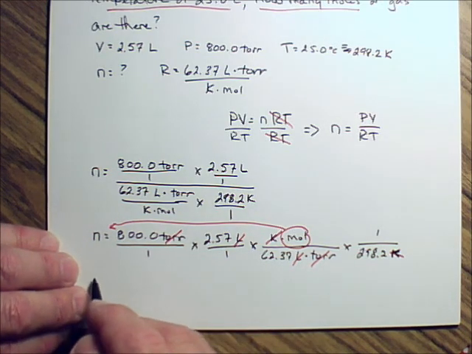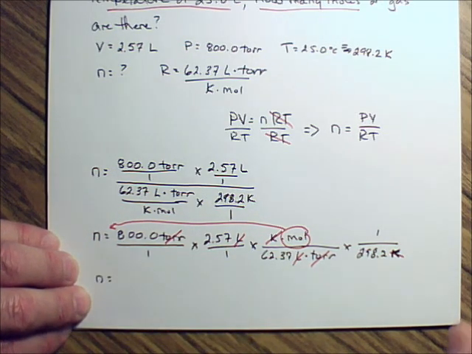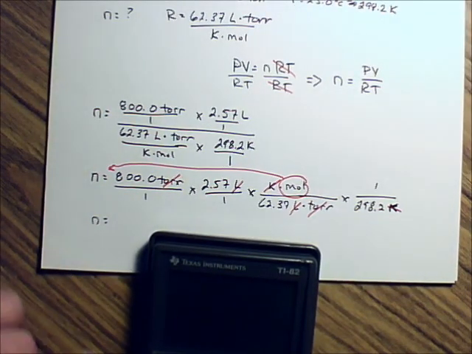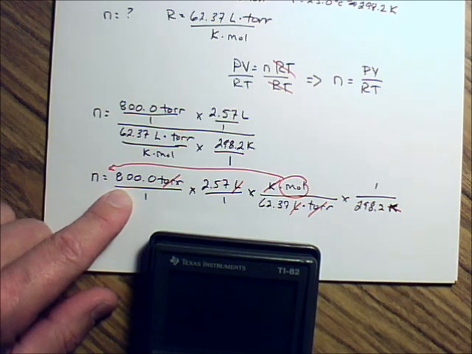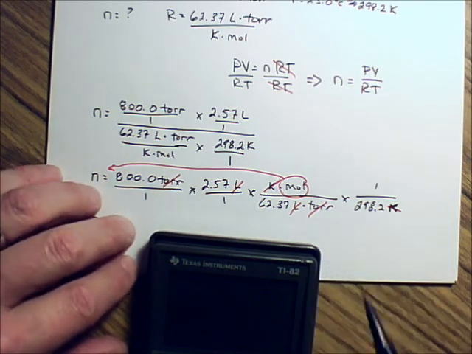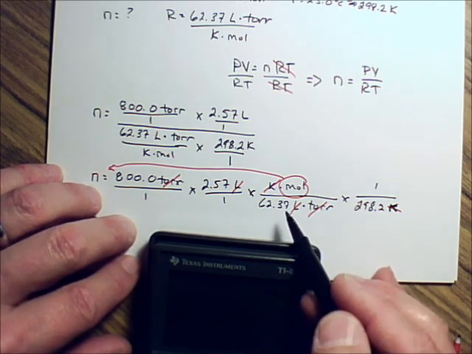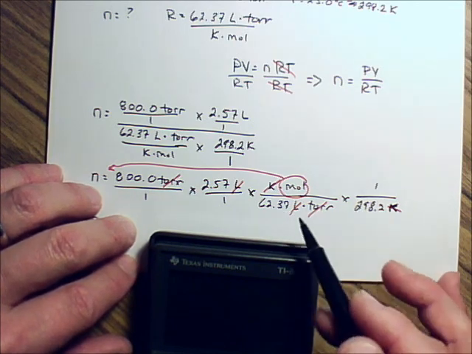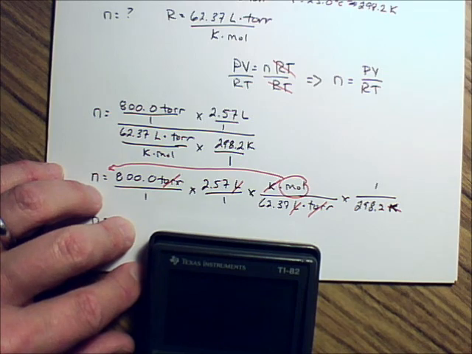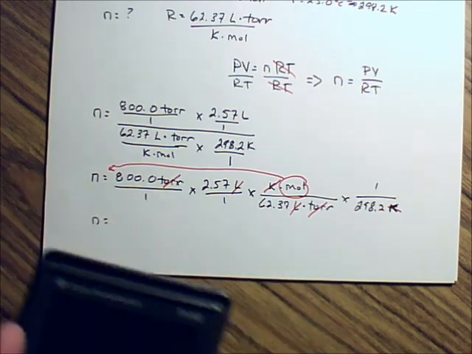So now all we have to do is the math. Get out that old calculator. You got 800 times 2.57. Hit enter. Then hit your divide button and put in what's on the bottom, each of these on the bottom going separately. 62.37 and hit enter. 298.2 and hit enter. And your final answer.